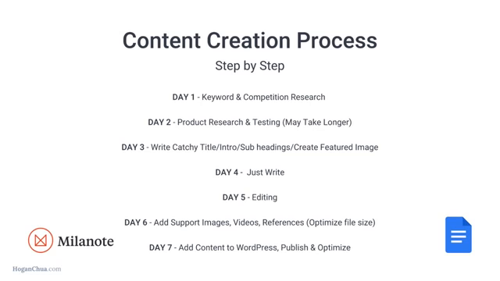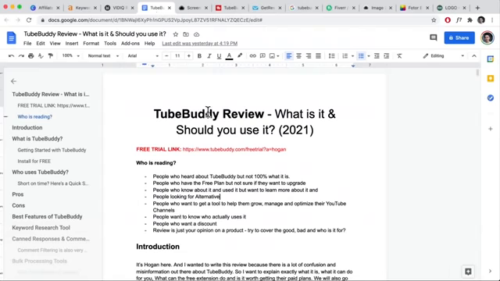So day 3, you can start writing your titles, your introduction, your different subheadings, and you can also create your featured image, right? What I recommend is writing all your content in Google Docs first, because that way you have it saved. You don't really want to write directly on WordPress because it's not as easy to edit your content there. So you want to have your content ready in Google Doc, and then transfer it once it's all done.